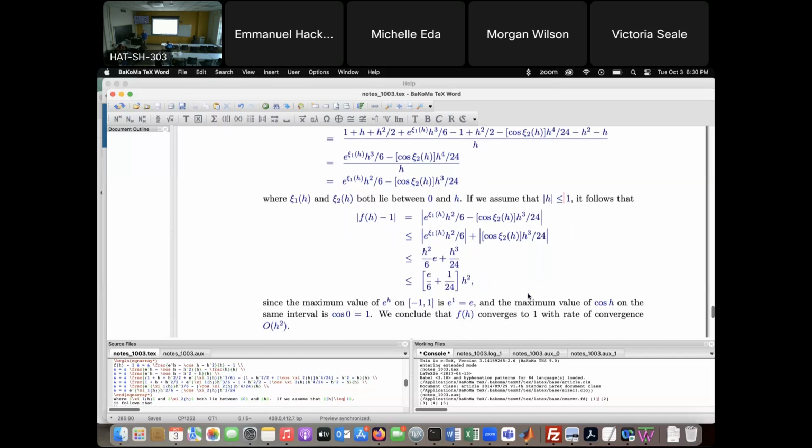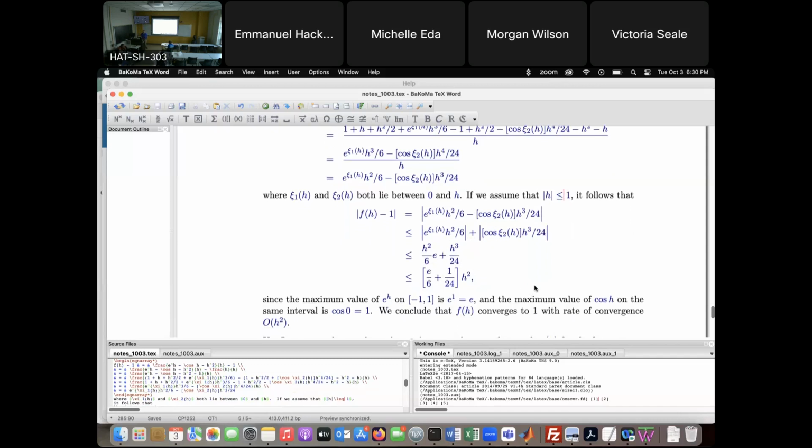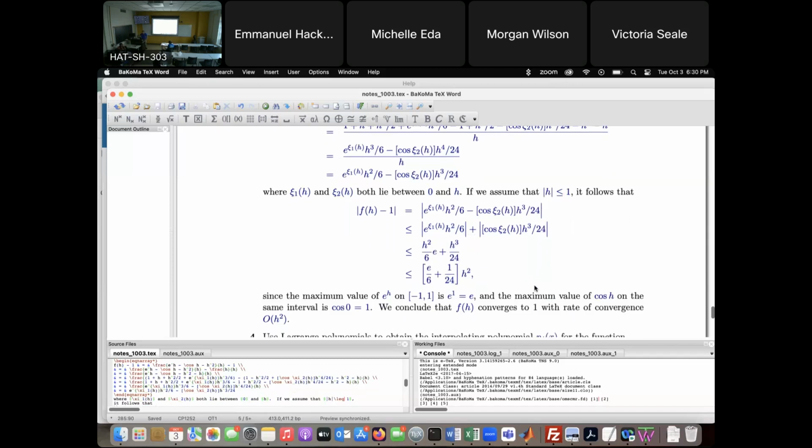Questions on this one? In general, you don't have to derive the constant. Basically, your rate of convergence is going to be big O of h to the something, and you want to know if that power is right. Then you actually work with that.